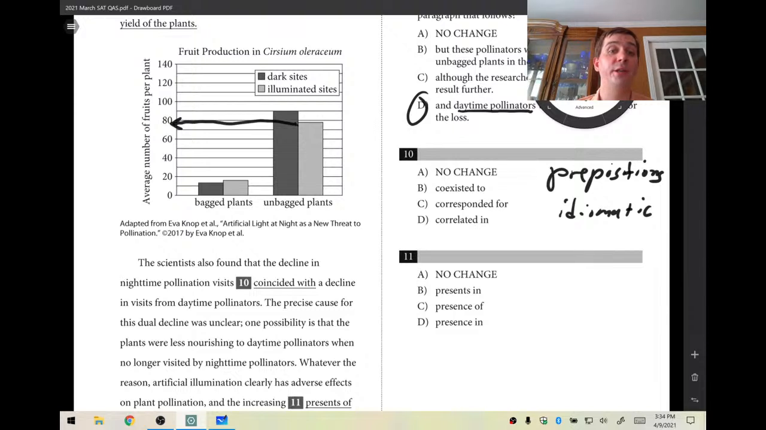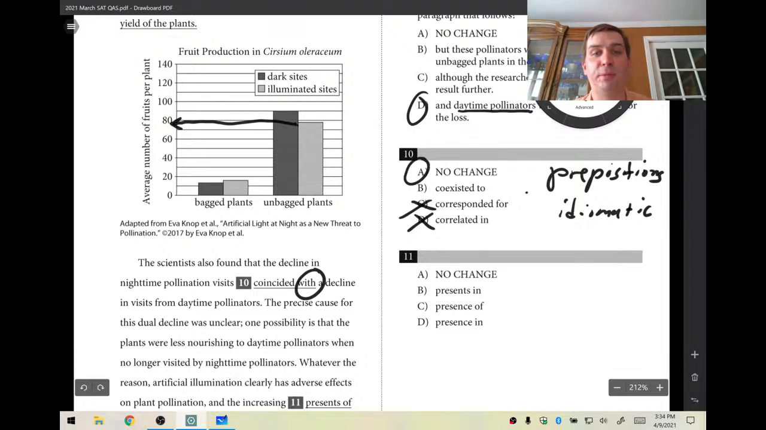And things have always coincided with things. Things have always corresponded with things. And things have correlated with other things. In the context of this, correlated in a decline wouldn't make sense. Correlated with or corresponded with would make sense. Those are the correct prepositions, but those aren't in our answer choices. But it is in answer choice A, no change.